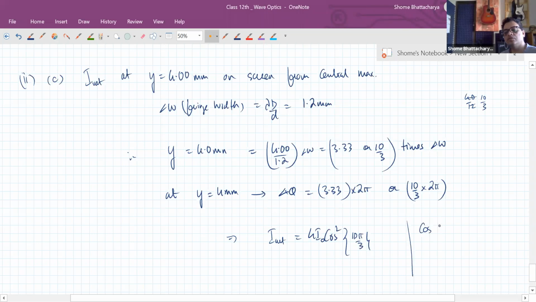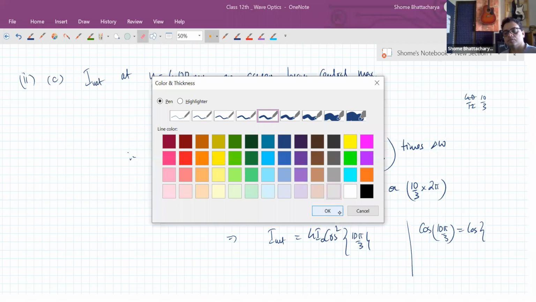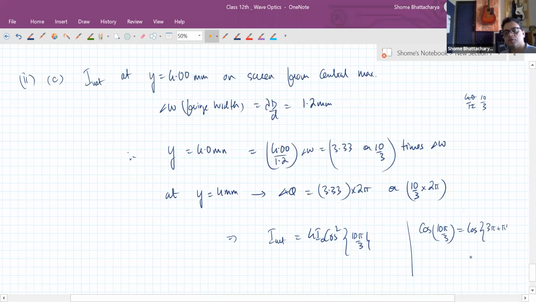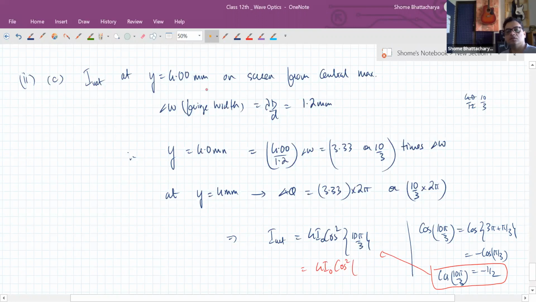So we can see that cos of 10 pi by 3, you can write as cos of 3 pi plus pi by 3. So that is minus cos pi by 3. So that is minus half. So cos of 10 pi by 3 is minus half. So all we need to do is substitute this here. So it is 4 I naught cos square.